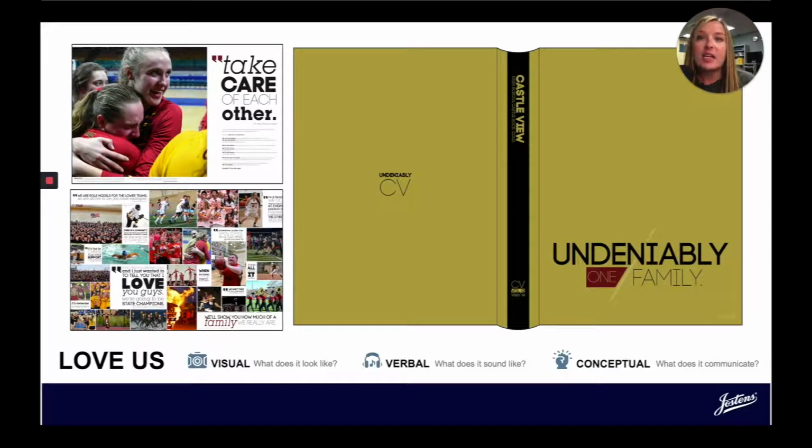I've included here the two pages of opening because I think it's a great example of how to connect that visual and verbal. The photo of the two volleyball players, they're hugging after winning state, and that quote, "to take care of each other," it feels like a Love Us book. The second page of opening reinforced this with the use of more visual verbal connections.